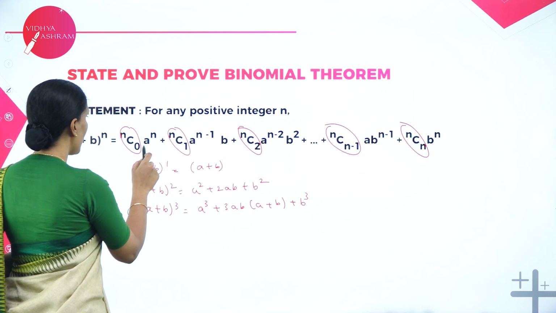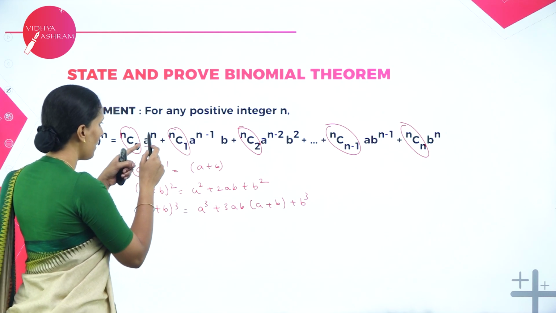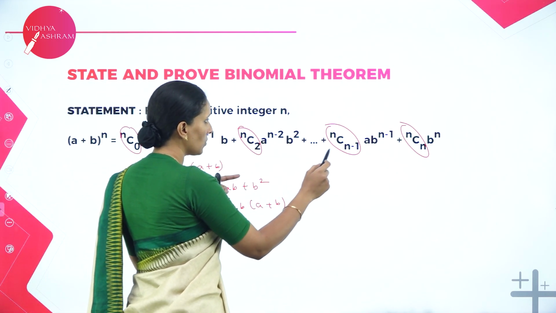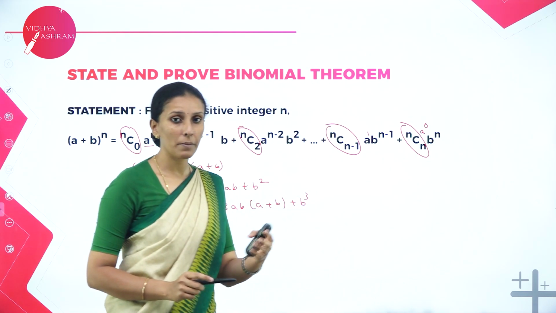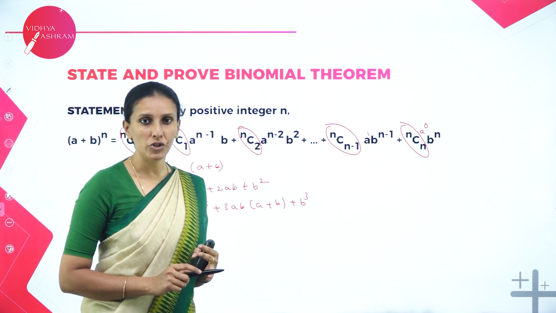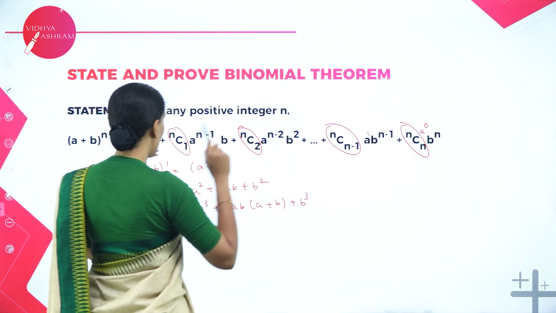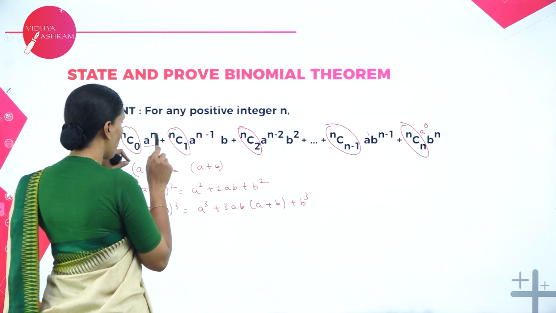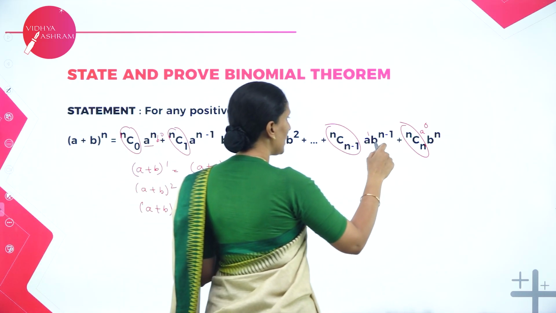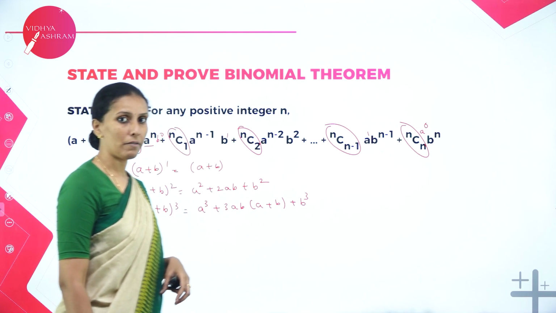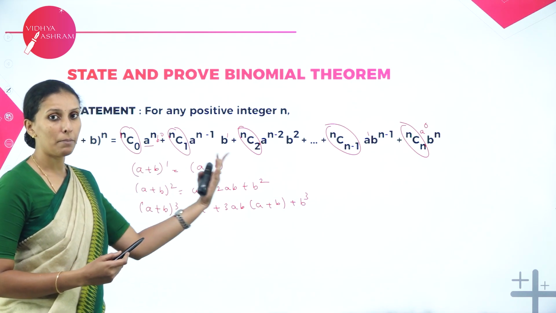Now if you observe the term a here, the power of a goes on decreasing until the last term. See, a power n, n minus 1, n minus 2, and here it is a power 1, and here obviously it is a power 0. Anything to the power 0 is 1, so that's why we have not mentioned a power 0. Now if you observe b, the power of b increases. Here there is no b, which means it is b to the power 0. Now here b power 1, b square, b to the power n minus 1, and the last term is b power n. These are the observations in the expansion so that it is easy to remember.